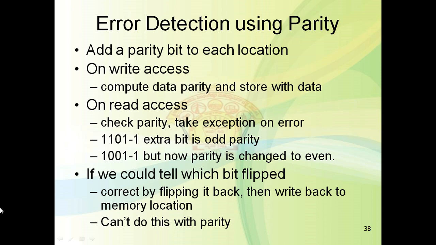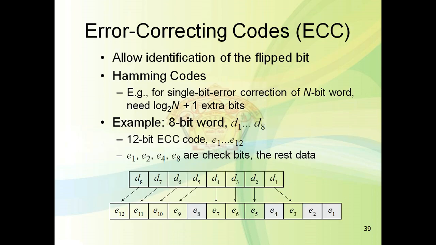And for correction, since we don't know which bit is flipped, we can't correct it. Therefore it is very difficult to detect and correct the error by using a parity bit. So next, how to detect the error and how to correct the error.